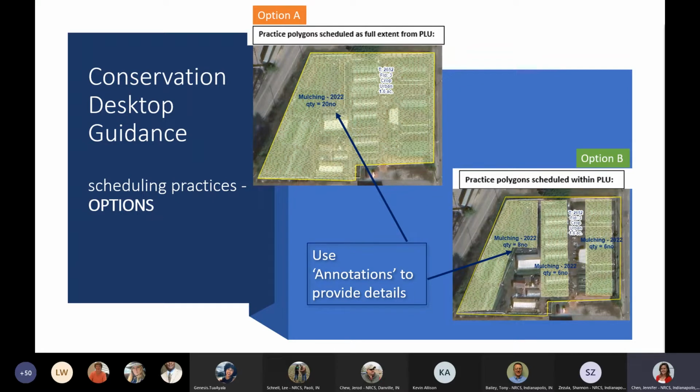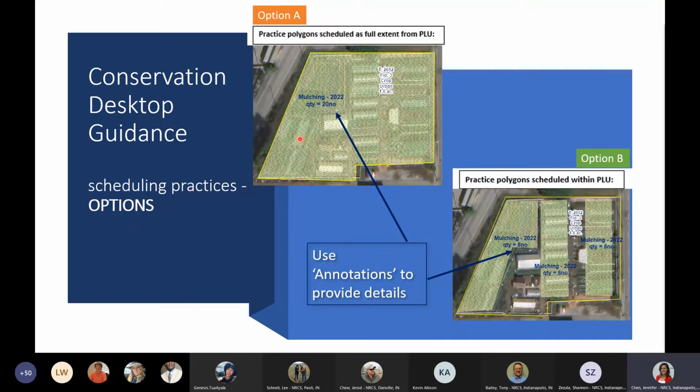And we talked at length about this as a group because there are so many different types of operations that you might be working with at various scales. So we want to provide you that flexibility to represent the practice extents within Conservation Desktop and identify some additional details about those practices on your conservation plan maps. But also understand that the full conservation plan and direction provided to the customer not only includes the plan and the map, but also implementation requirements, or the site-specific details of how that particular customer or client is going to implement those practices.